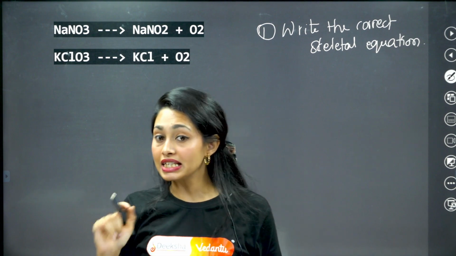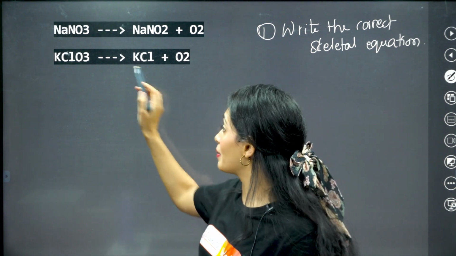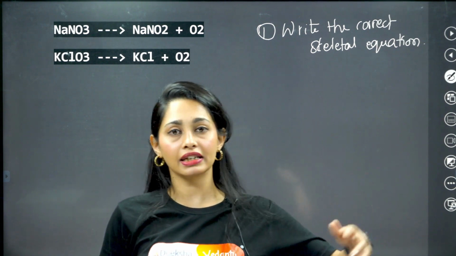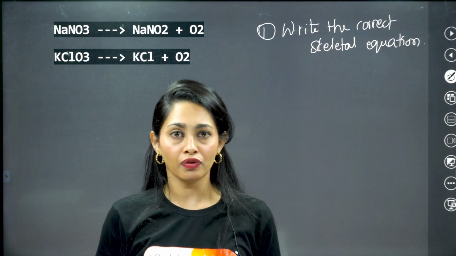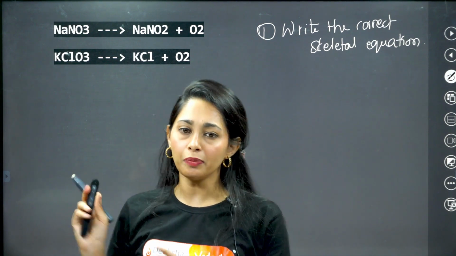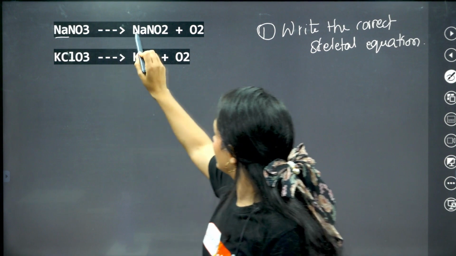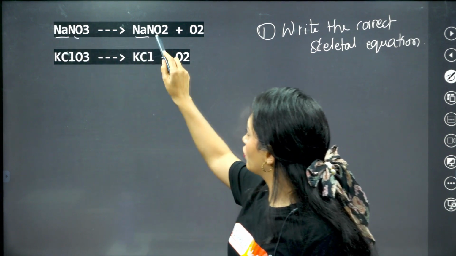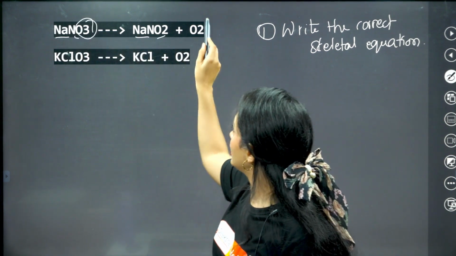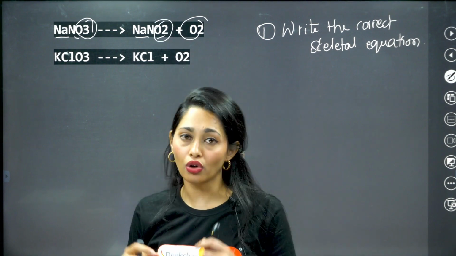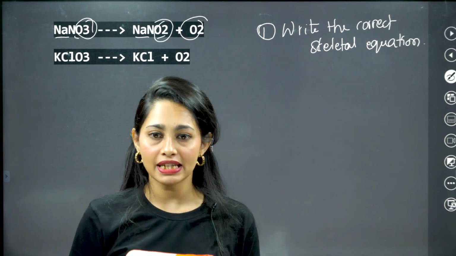You can clearly see here that the number of atoms of each element in the reactant side is not equal to the number of atoms of each element in the product side. For example, sodium is 1, here also sodium is 1. Nitrogen is 1 as well. But oxygen is 3 here, and there are 4 oxygen atoms in the product side. So we need to balance this.